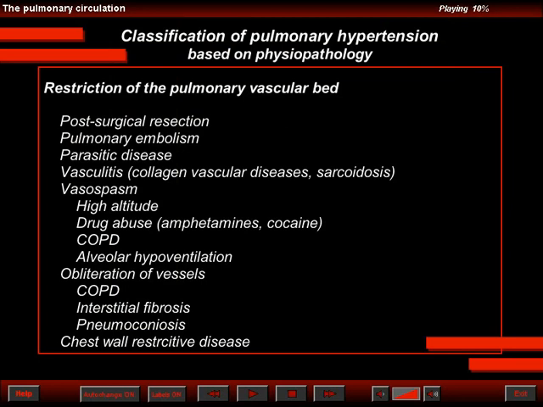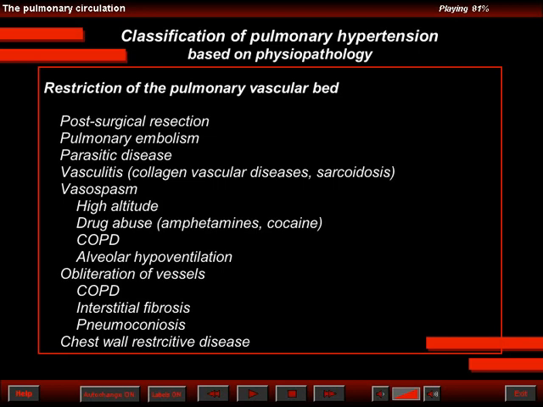Restriction of the pulmonary vascular bed is another mechanism of pulmonary hypertension. This can be seen as a result of post-surgical resection of lung tissue, embolic syndromes, thrombi, tumor, fat, amniotic fluid, and foreign material, parasitic disease, particularly schistosomiasis, vasculitis, as noted with collagenosis and sarcoidosis, vasospasm, as seen in high altitude, drug abuse, the use of certain drugs such as amphetamines and cocaine, chronic obstructive pulmonary disease, and alveolar hyperventilation.